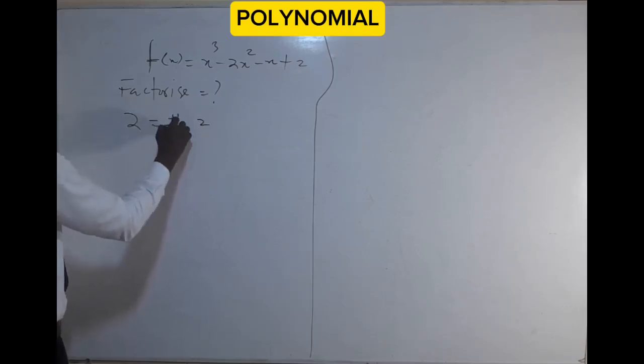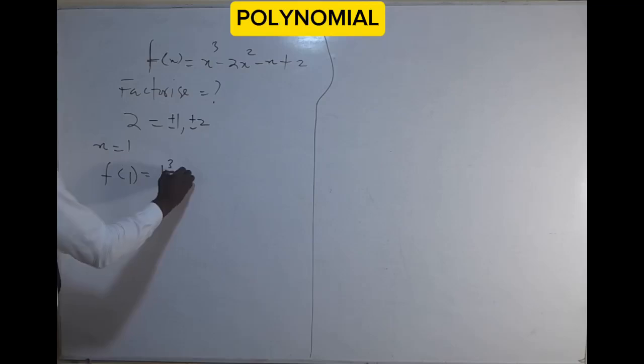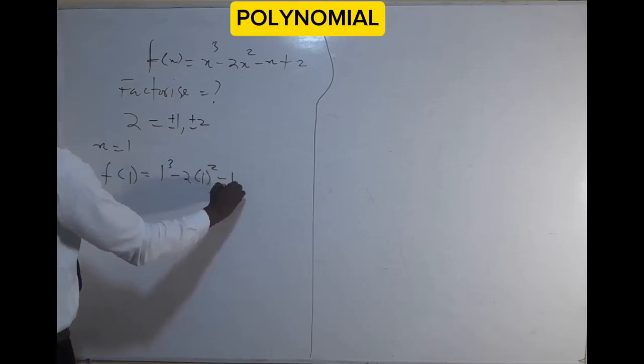But we are going to use plus and minus, plus or minus the factors. So what we do is, first, we are going to use x equals 1. It means that wherever we see x in the function, we represent that by 1. So in doing that, we are going to have f of 1. That means wherever we see x, we put 1 there. Okay, so we have 1 cubed minus 2, 1 squared minus 1 plus 2.